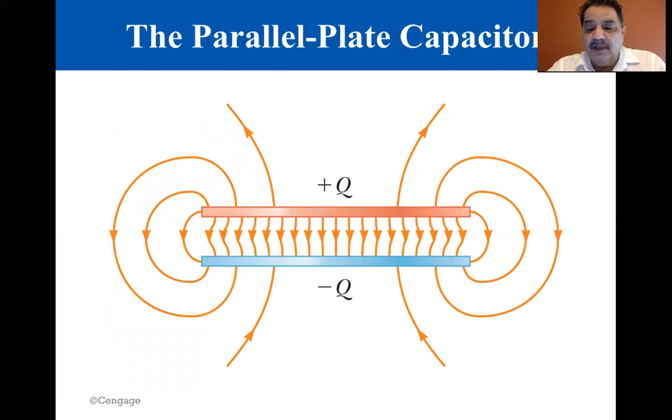Okay, this figure shows the electric field lines of a more realistic parallel plate capacitor. Notice that the electric field is very nearly constant at the center between the plates, but becomes less so when approaching the edges. In general, we can assume the field is constant throughout the region between the plates.